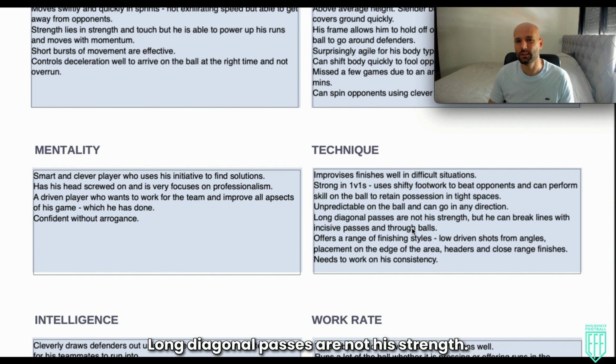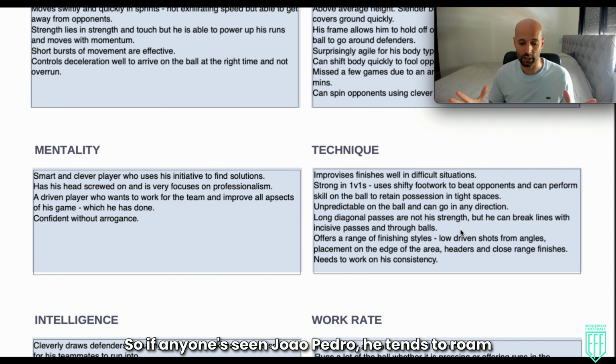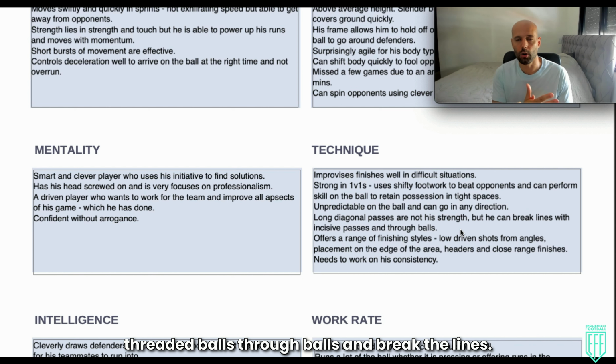"Long diagonal passes are not his strength." Sometimes you might want to include something that they're weak at here, just to show that they're not ideal for a situation. So this is not an attacker who can switch play well, but he can break lines with incisive passes and through balls. If anyone's seen João Pedro, he tends to roam in the space between the lines and look for little threaded balls, through balls, and break the lines. So that's a key part.